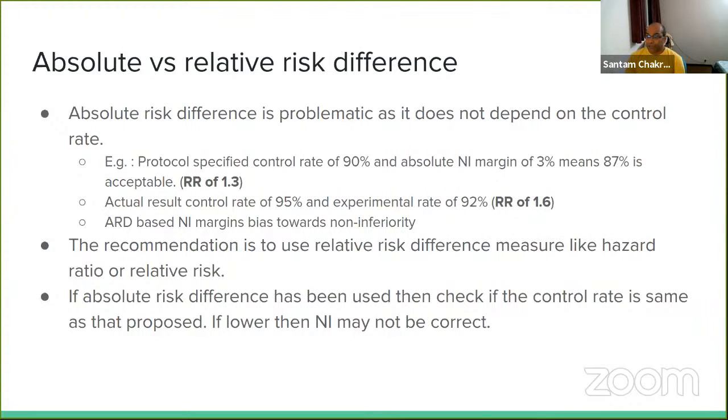So, the absolute risk difference is problematic because it does not depend upon the control rate. Most of the studies, for example, even the target study, which specified this 2.5% difference, did not specify how much the control rate should be for it to be considered as 2.5%. 2.5% over a 10% local recurrence rate is probably acceptable, but 2.5% over a 1% local recurrence rate indicates that you are expecting or accepting nearly 2.5 times higher risk of recurrence.